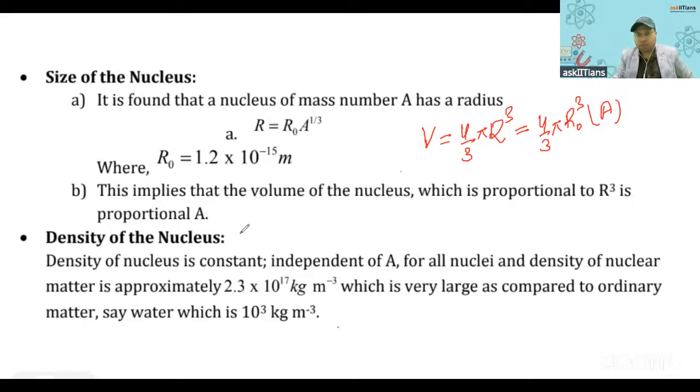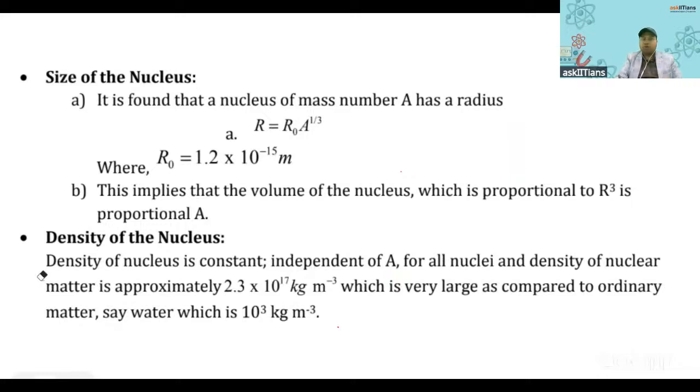And the density of the nucleus is constant. Any nucleus in this universe, of any element, the density remains constant. Density is independent of A. This concept is important. For all nuclei, the density is very high, 2.3 times 10 to the power 17. The density of water, which we experience every day, is 10 to the power 3. But the nuclear density is much more than that, very large. That's what we studied also, that the nucleus is very dense. So this part of the nucleus is important, keep it in your mind.